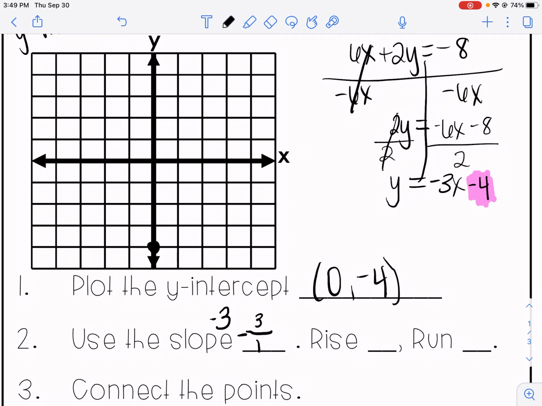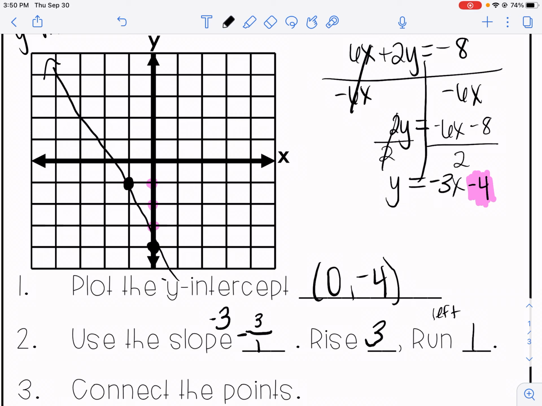So we're gonna rise 3, run 1. And again, our slope is negative, so when we run, we're gonna run left. So rise 1, 2, 3. Run to the left 1, and there's our point. And then our line, which again, sorry, I don't have a ruler, but your line not being absolutely perfect is okay, as long as it's close.